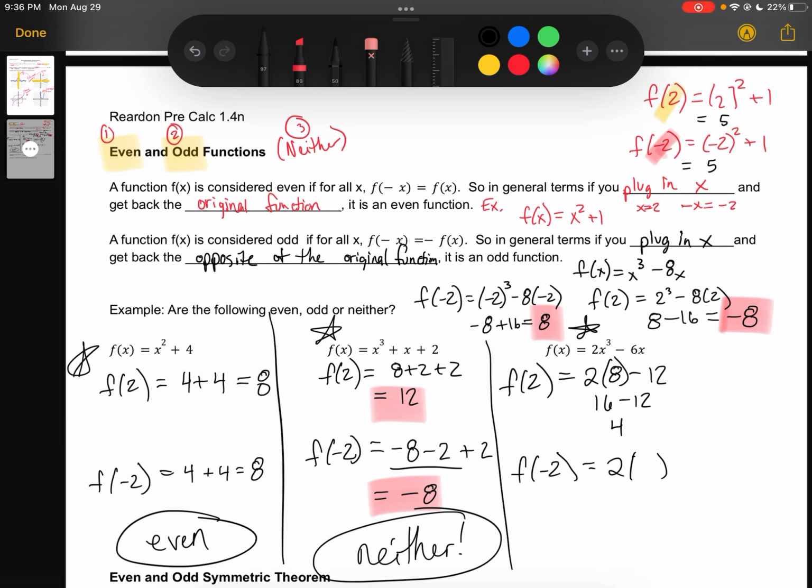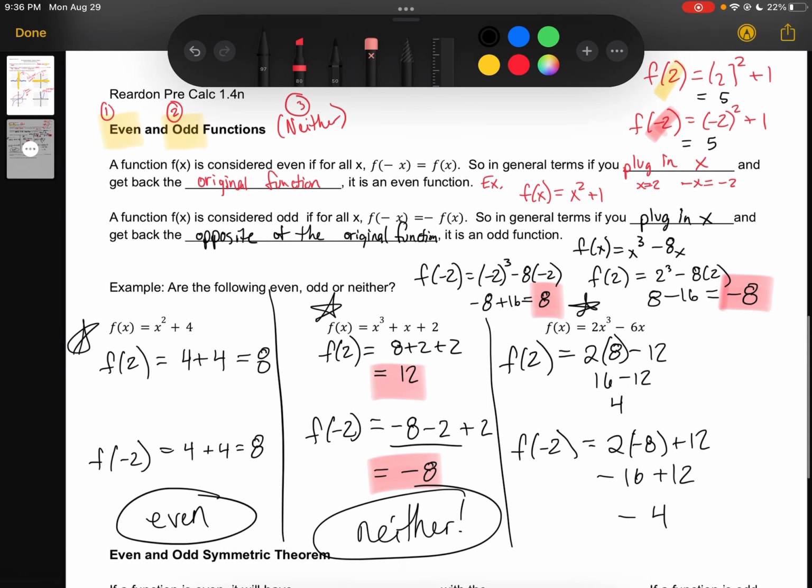Next up here, 2 times negative 2 to the third power is negative 8, minus 6 times negative 2 is actually plus 12 this time. And now, negative 16 plus 12 gets us an answer of negative 4. Hey, our numbers match. So 4 and negative 4 match, but their signs don't, which means we are looking at an odd function.